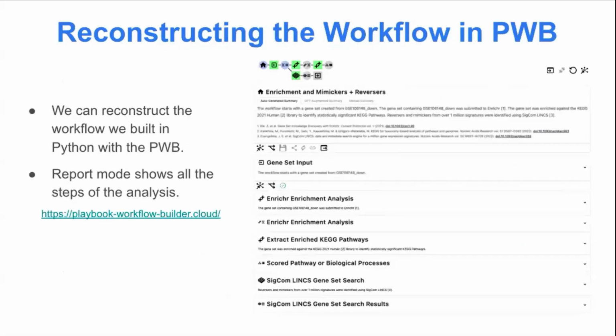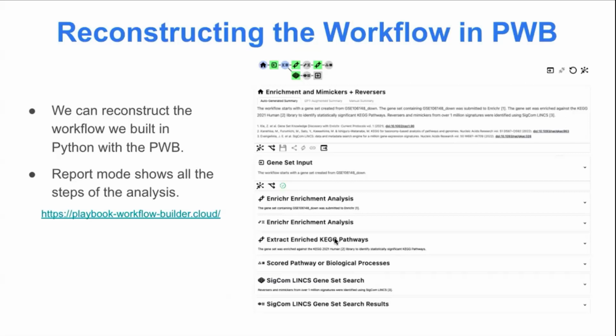So by going to the Playbook workflow builder website, after obtaining our up and down genes, we can start our workflow in the Playbook with our gene set. This can be either the up or down gene set; in the example I put here, I used the down gene set. We can then construct our workflow by going through each of the steps one after the other. We start from our gene set input, then go to performing the enrichment analysis. After this, we can extract enriched KEGG pathways.